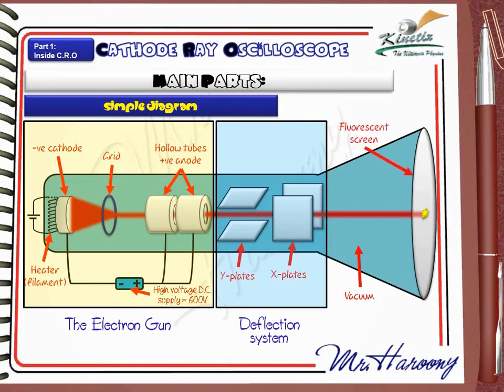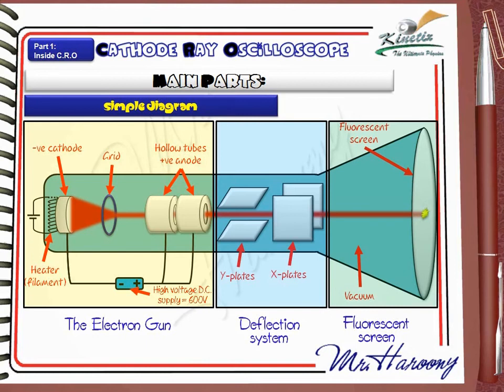The last part is the fluorescent screen. This is how you will draw and label the parts of the cathode ray oscilloscope.